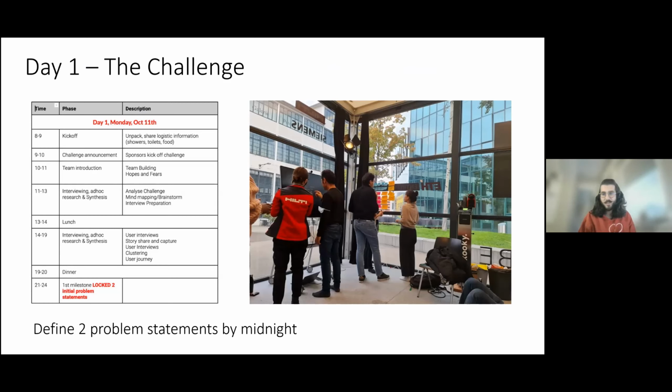And we had our problem announced from Hilti. Now, Hilti, I don't know if you've heard of Hilti, but it's one of the biggest manufacturers in tools for building in the construction industry. They make the best tools in the world for the construction industry. And they're based in Luxembourg.